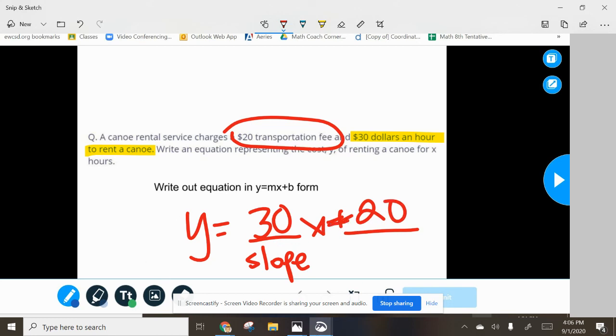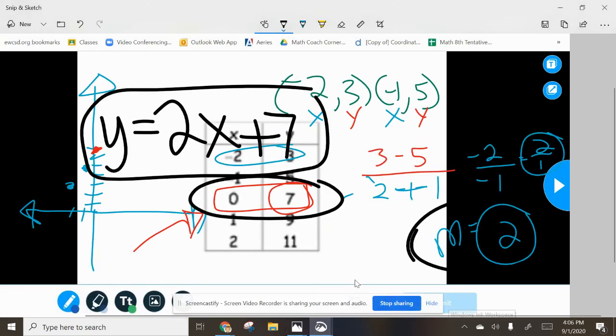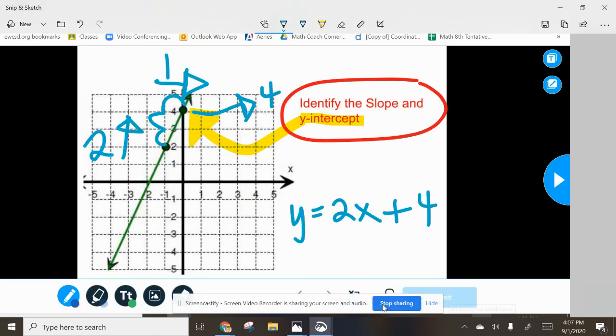All right, guys, do the best you can with this. All right, I don't think I have any more left. I really want you to focus on what we're doing. Okay.